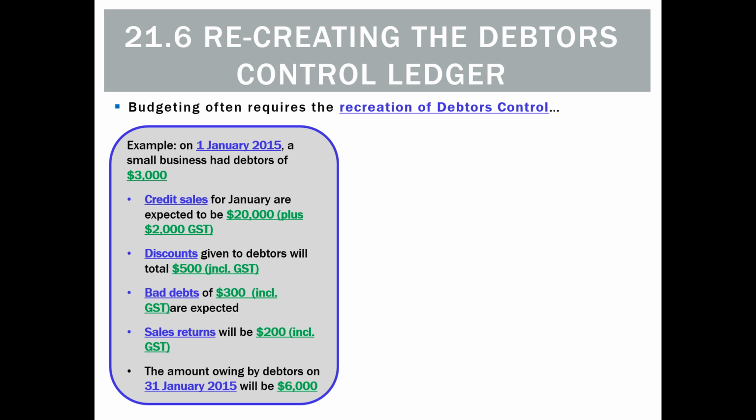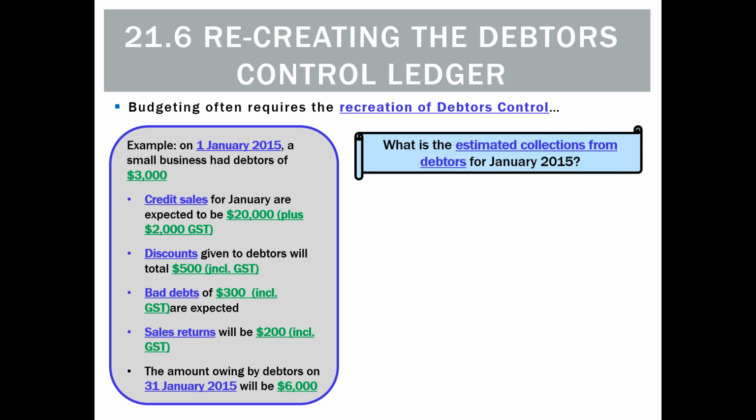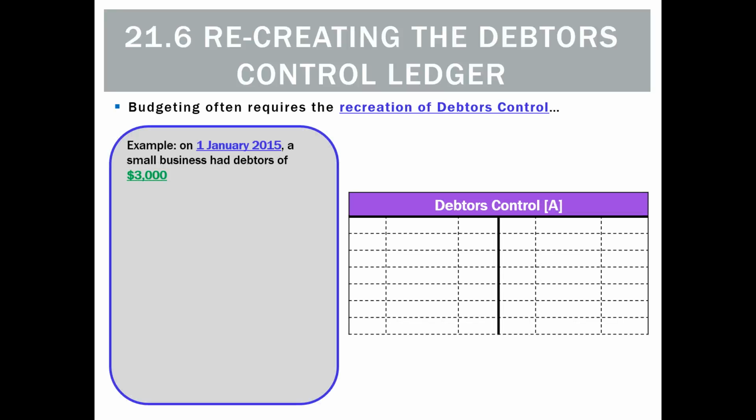So there's one figure we haven't got here that we might want to figure out: how much do I expect to collect from my debtors for the month? And we can actually do that by recreating the debtors control ledger. So to do that, all we've got to do is take each of these numbers one by one and put them in the debtors control ledger.